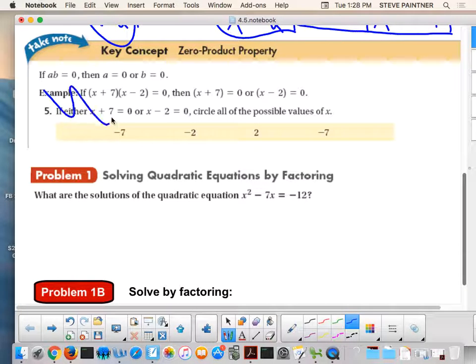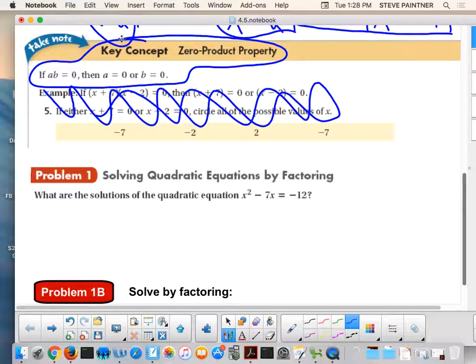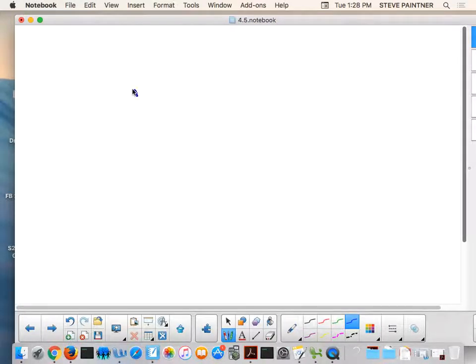I am not going to talk about this. If you want to read it later, it does make sense. I just don't want to talk about it. Here's what I want to talk about. This is called the zero product property. So what is the zero product property? It's going to say something like this. If you take two numbers and you multiply them, A times B, what do you know for sure about A or B?